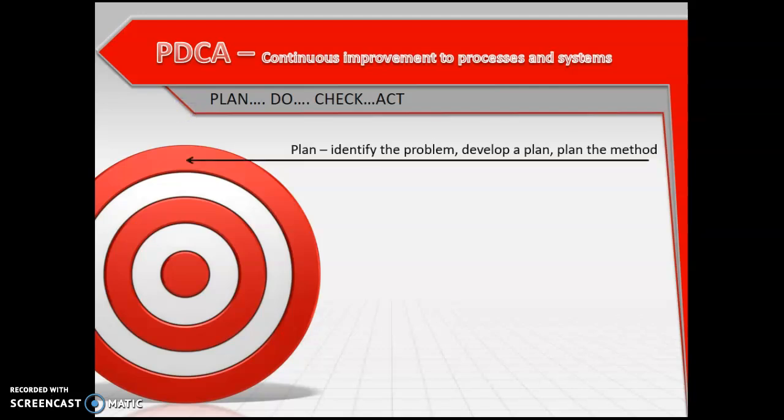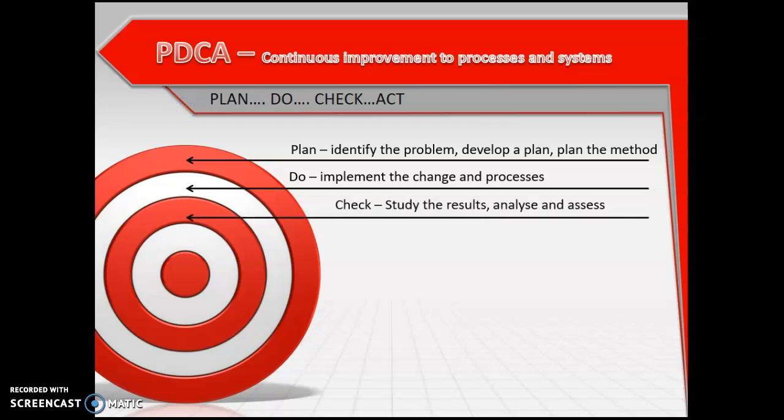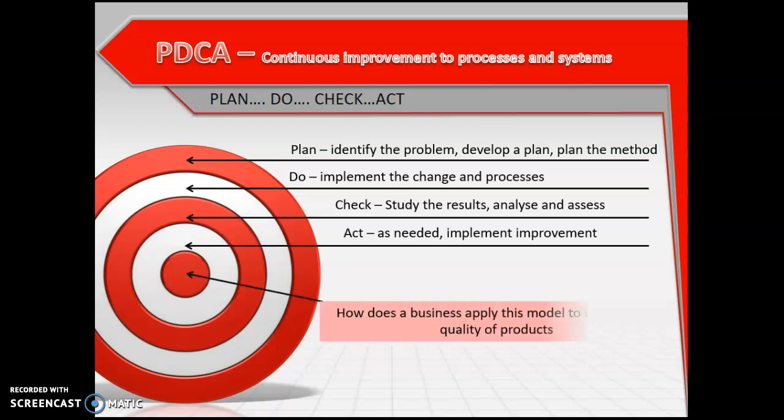So if we look at plan, what are you planning? You're identifying the problem, you're developing a plan, and you're planning the method within which you're going to solve this problem. Then doing, this is implementing the actual change or the process that you need to do. The C stands for check. So you're going to study the results, you're going to analyze, and you're going to assess everything to see if it was correct. And lastly, you're going to act as needed. So you're going to implement any improvement that needs to happen. Right? So with the plan, do, check, act model, one needs to think about how a business can apply this model in order to improve the quality of the product.